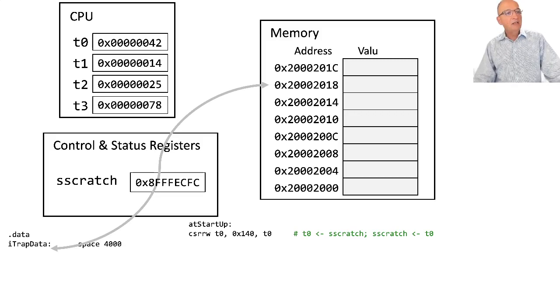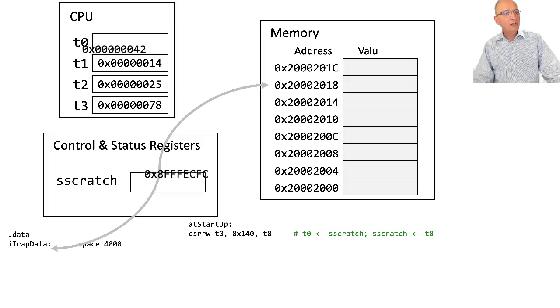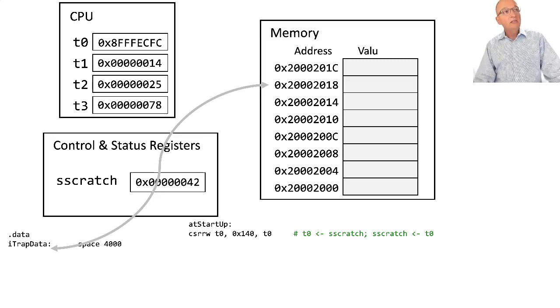At the startup, before I start the execution of anything in my computer, I'm going to do an atomic read-write between T0 and the control and status register 140. That's my scratch register. So I'm going to exchange the value between T0 and the scratch register. Now scratch contains the value that was in T0, and T0 contains the value that was in the scratch. Next, I'm going to load the address of the iTrap data that I have reserved into T0. So T0 now is going to receive the address 0x2000-2018.